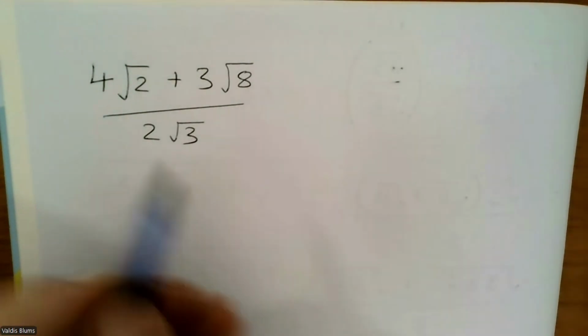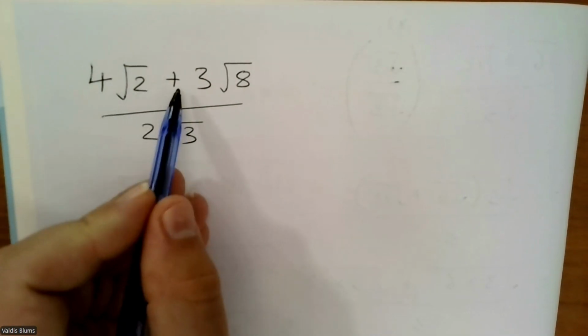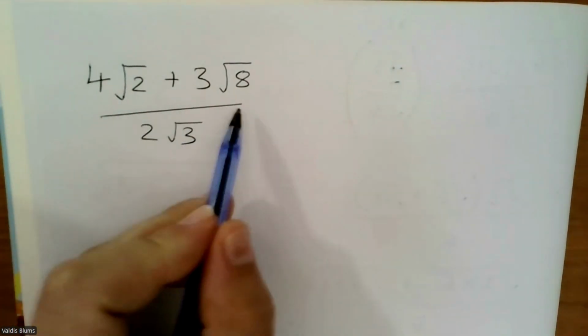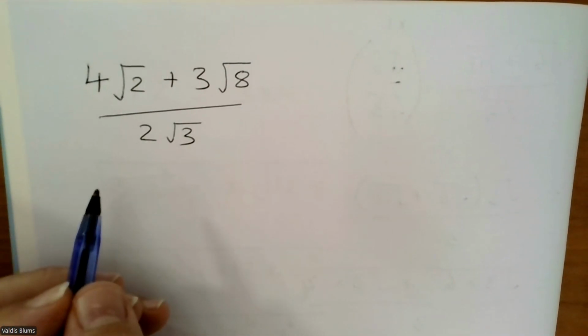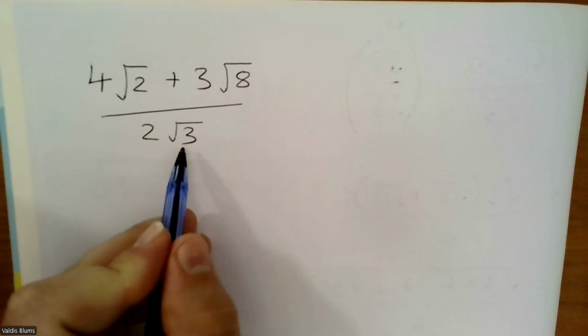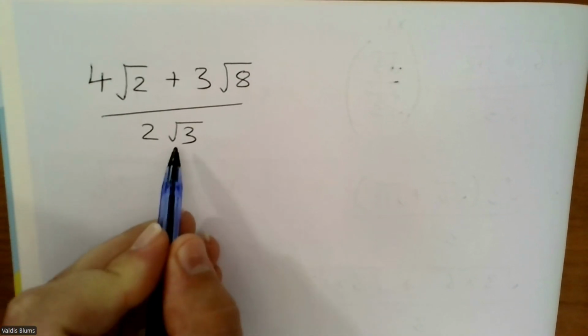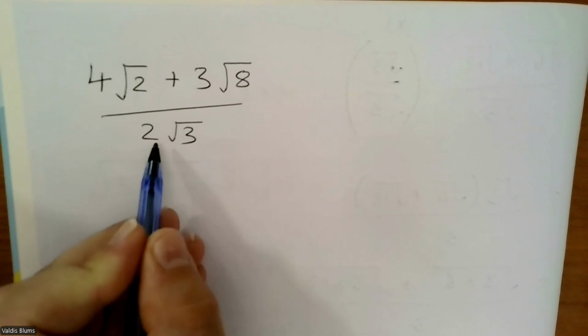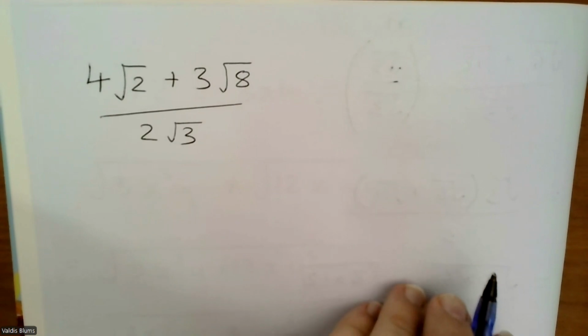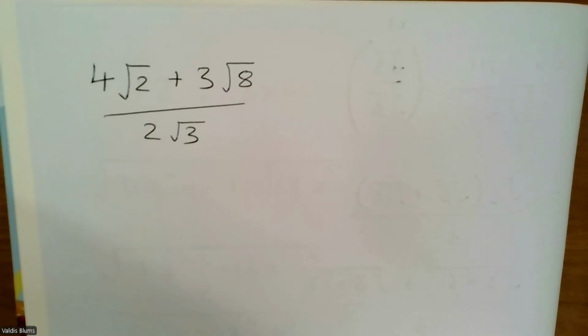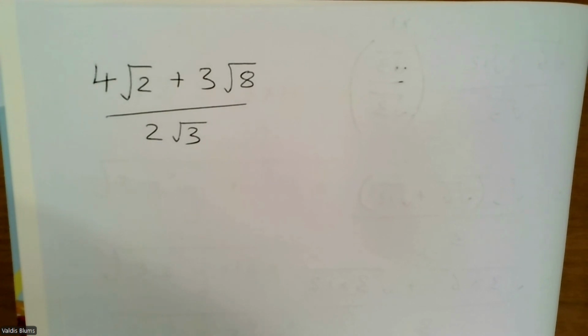Okay, next question. We have 4 square root 2 plus 3 square root 8, all divided by 2 square root 3. Now, this is a little bit different to the last question because we have a square root on the denominator and a whole number on the denominator, and these are being multiplied together. For this question, I want you to rationalize the denominator and then simplify your answer. So have a go at that. Pause the video, and in about 10 seconds, I'll come back.